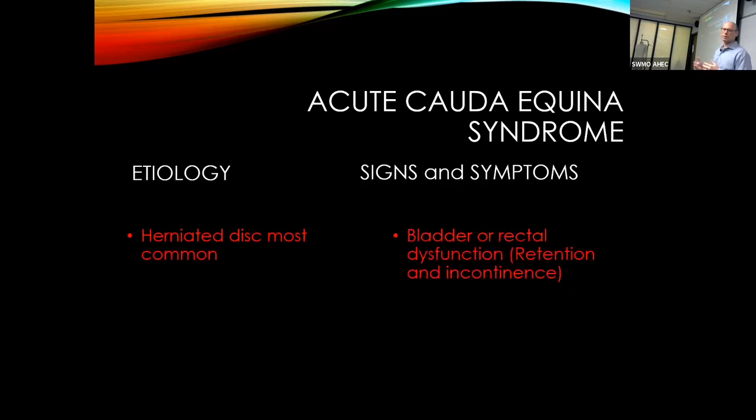Most common cause is herniated disc. What are the test question exam findings, symptoms you hear about cauda equina? Yeah, bowel and bladder incontinence. What else? Right. What else? Weakness and numbness. We forget that one all the time. Weakness and numbness. What kind of incontinence?